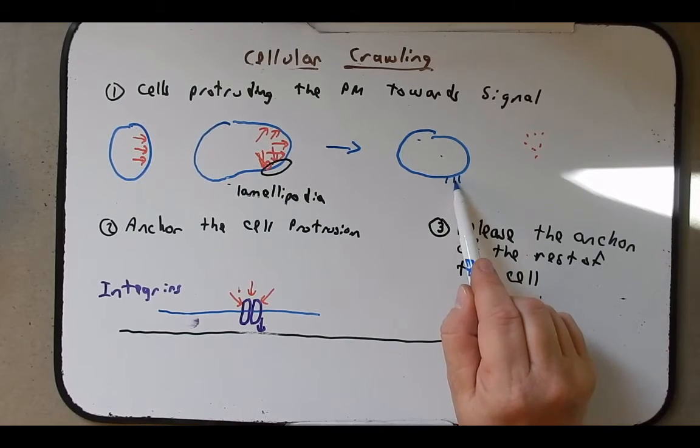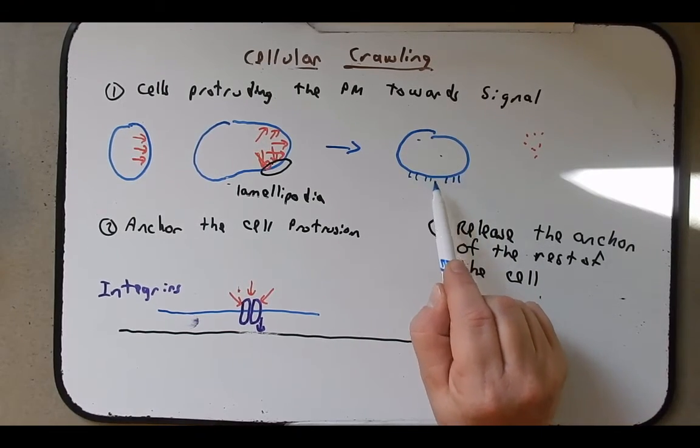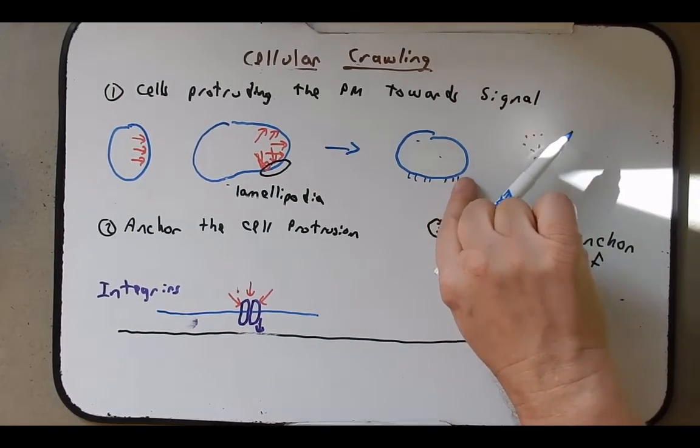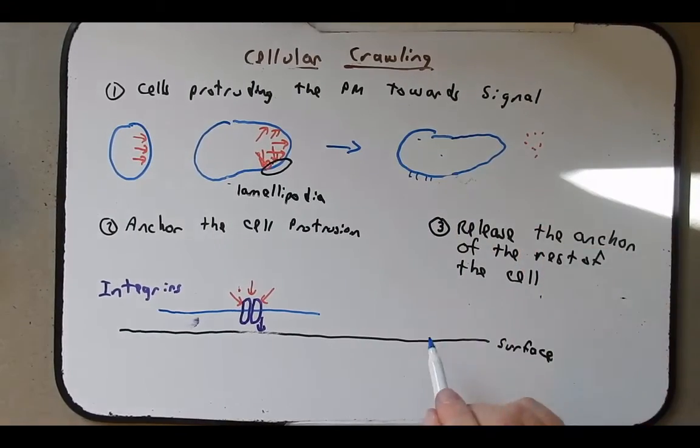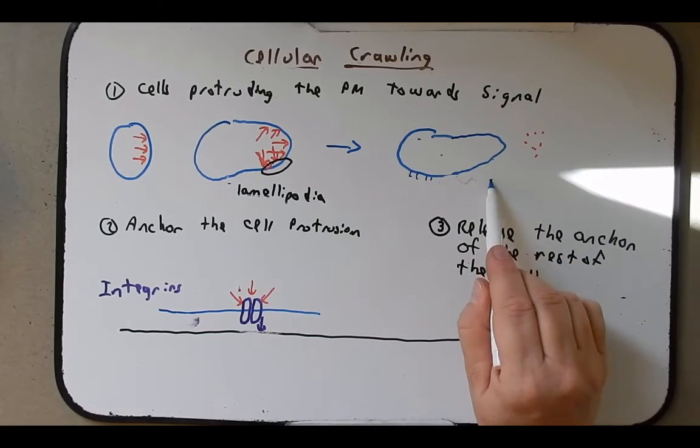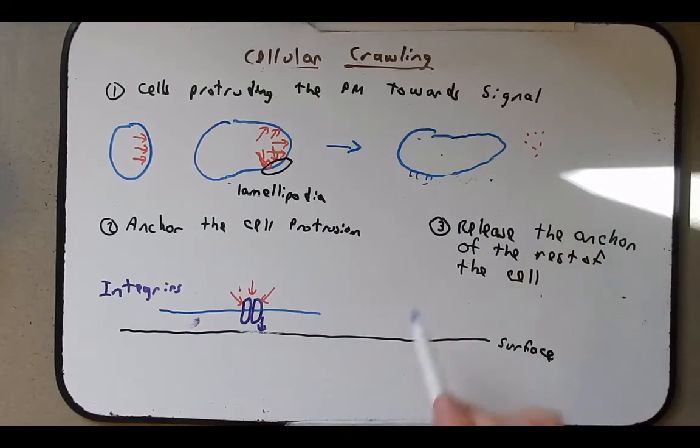And then it repeats itself. It'll release these attachment sites. These attachment sites down here will form. These will be released, and now the cell can once again protrude towards these sites. It attaches, these are released, and it moves in this direction.